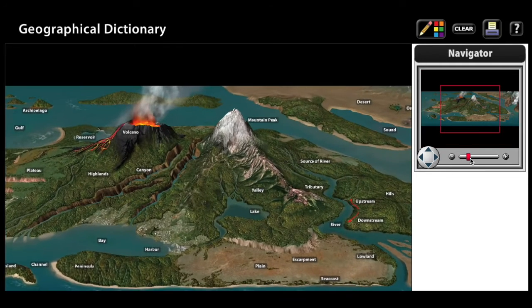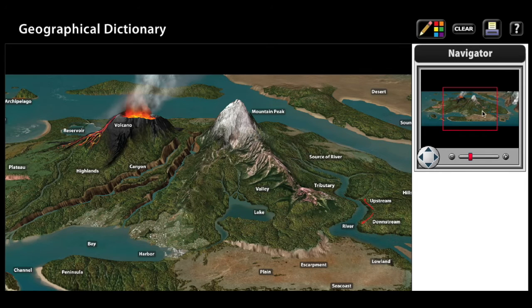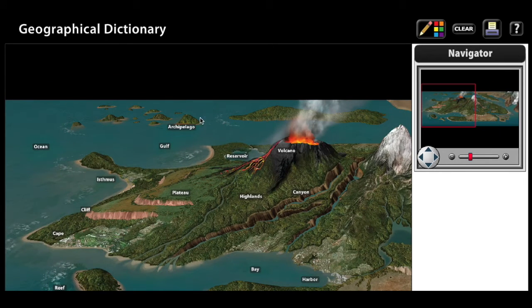If I take my little navigator here and I zoom in up to this top corner, you can see that these group of islands sticking out of the water here, that's called an archipelago.